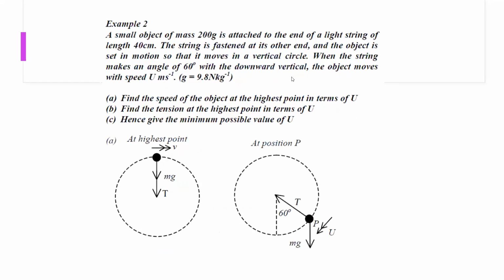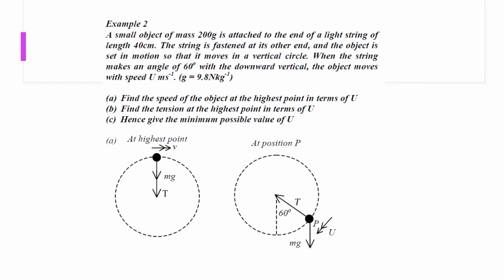Okay, in this question, a small object of mass 200 gram is attached to the end of a light string of length 40 centimeter. The string is fastened at its other end, and the object is set in motion so that the motion is in a vertical circle. When the string makes an angle of 60 degrees with the downward vertical, the object moves with speed u, an unknown speed. Find the speed of the object at the highest point in terms of u.